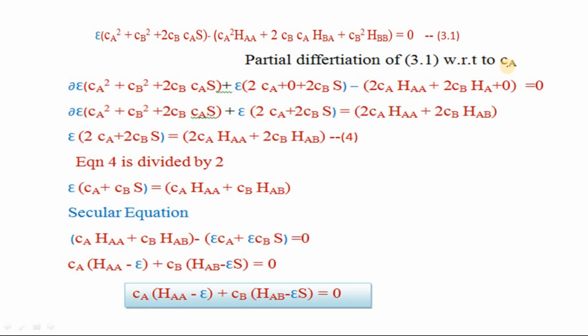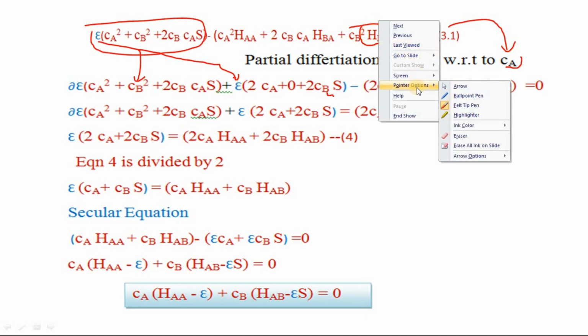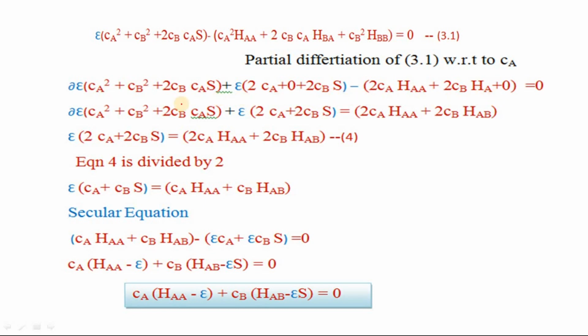So first, as I said earlier, we differentiate the whole equation with respect to CA. So this is the term. First we keep CA square, CB square, 2CB CA S as constants. So it simply becomes dou E. Now the second time we keep E script constant and differentiate this one, so it will become 2CA. CB square will become obviously 0, for a reason, it's a constant, and 2CB is the next one. For this one it will be 2CA HAA and 2CB HBA, and this whole term will become 0 because it is constant. So this is what we are obtaining.